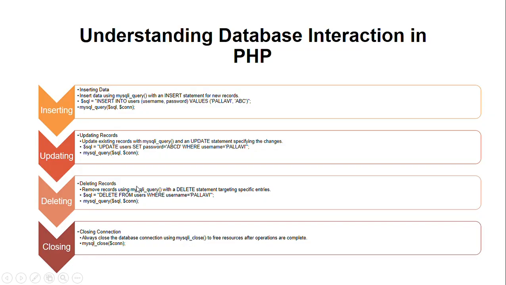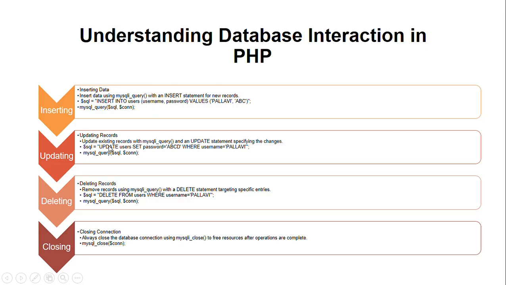If I want to insert data, I'll be using an insert statement. I will say insert into table name, in brackets the attributes, and then values. Over here you can see in my table I have username and password as attributes, and values I have given as Pallavi and ABC. This particular query I have stored in a variable, and if I want to execute any query, I have to use the mysql_query function, in brackets the query, comma, the connection.